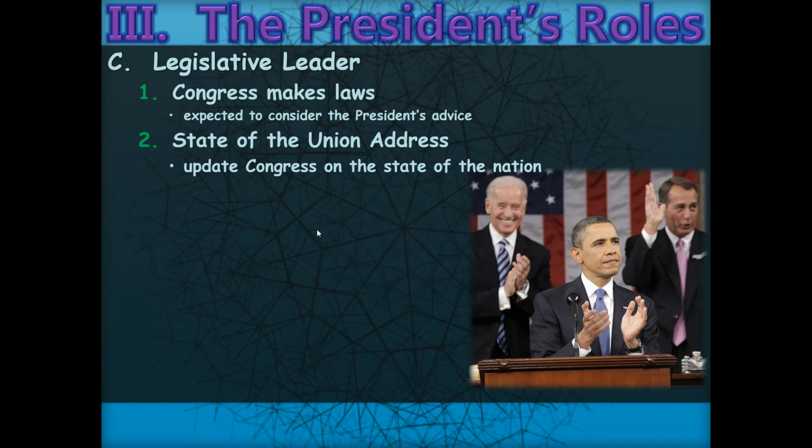The president will attend a joint session of Congress led by the vice president, who's the president of the Senate, and the Speaker of the House, who leads the House of Representatives. And the president will give a speech and basically outline what he wants for the country moving forward. And Congress is simply expected to listen to this. They don't have to do exactly what the president says. They don't have to do anything the president says. However, they do have to listen to him when it comes to advice on how to move the nation forward.